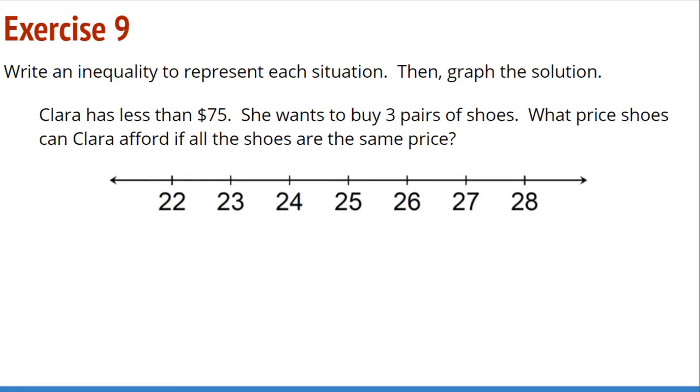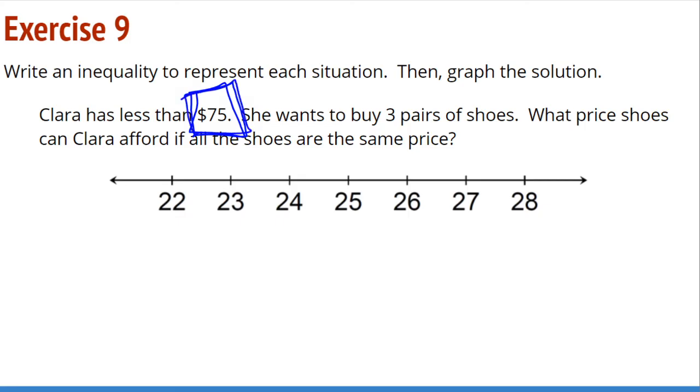Clara has less than $75. She wants to buy 3 pairs of shoes. What price shoes can Clara afford if all the shoes are the same price? So she has to spend less than $75. She has less than 75.